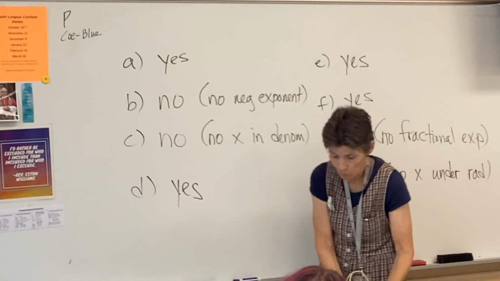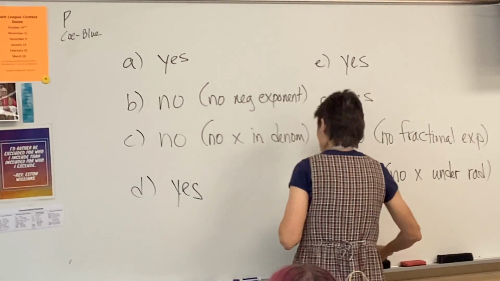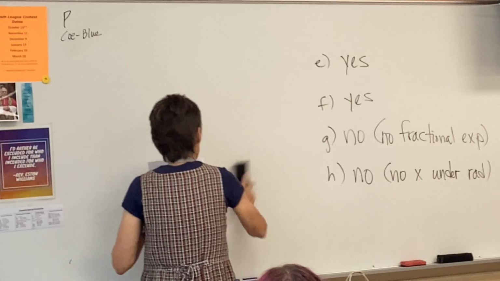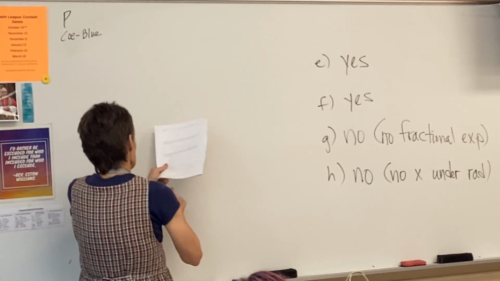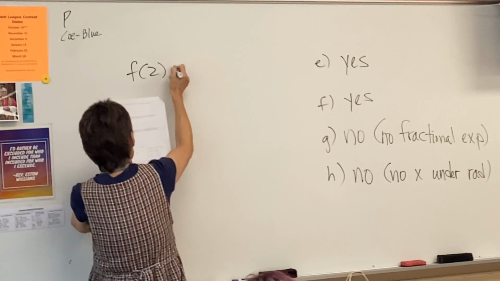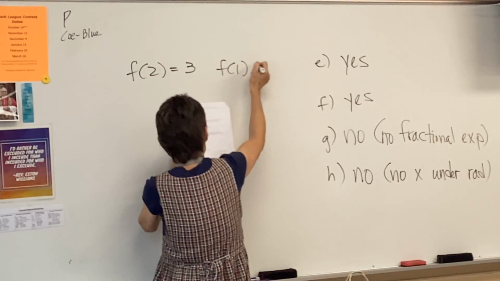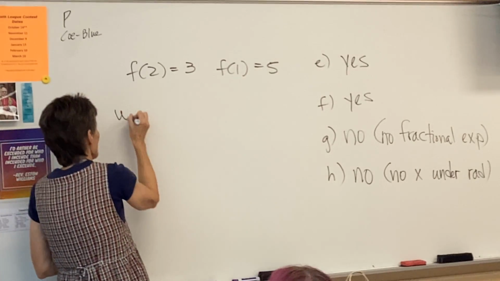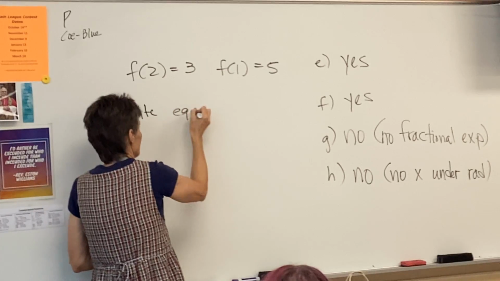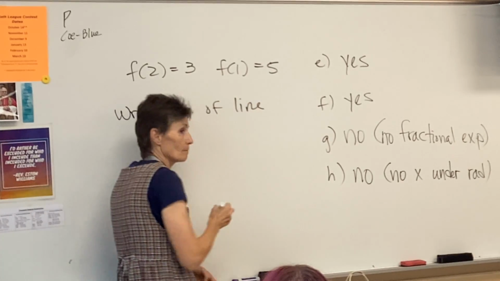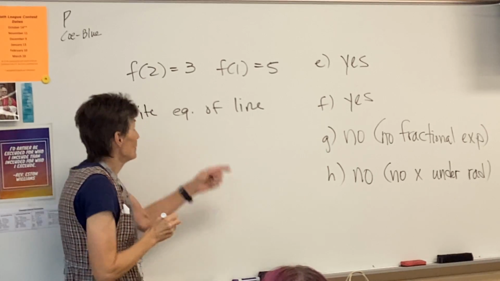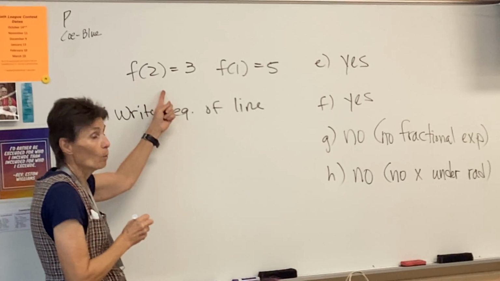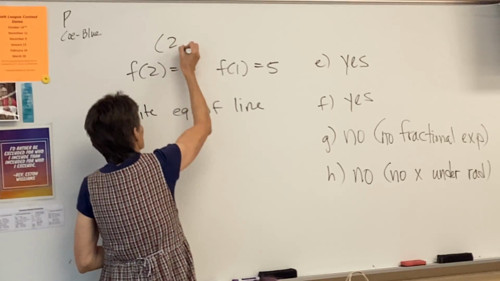The next question, last one on this page. You, believe it or not, have already done this problem. It is just worded more fancily right now. It says f of 2 is 3 and f of 1 is 5. And then it says write the equation of the line. Now, this is a fancy way of writing a point. This is just a point. This is the point 2, 3.